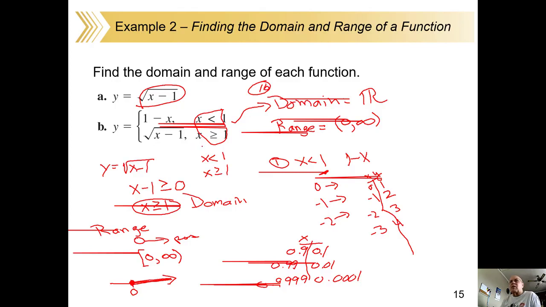How about the second part? I'm running out of space here, but let's see what we can do. The second part says we're going to take the square root of x minus 1 when we have an x that's either 1 or bigger. So let's play with it.